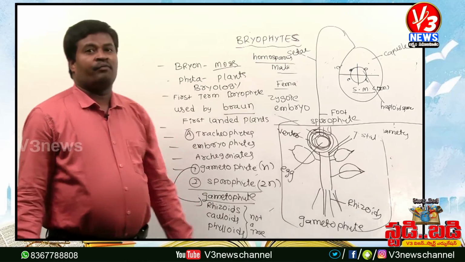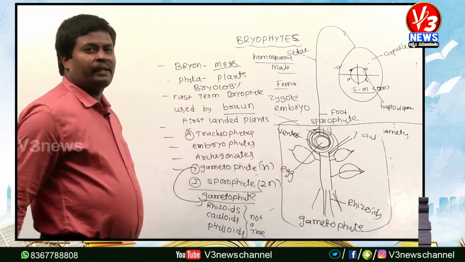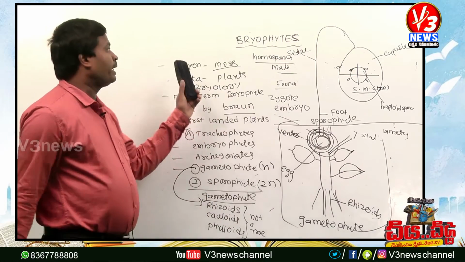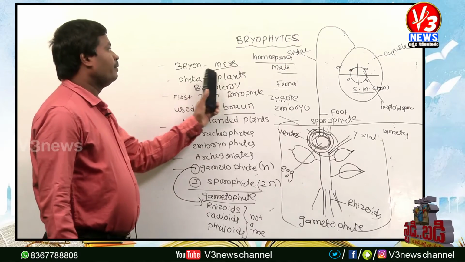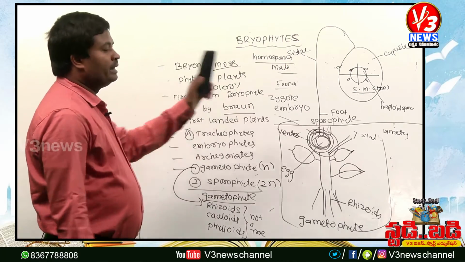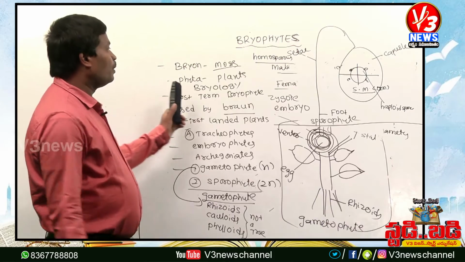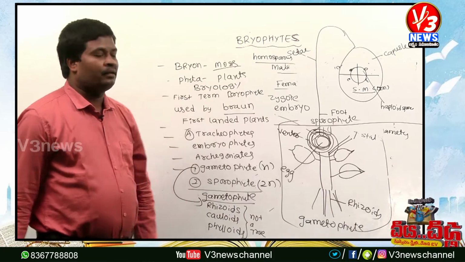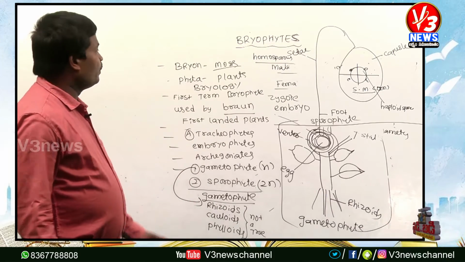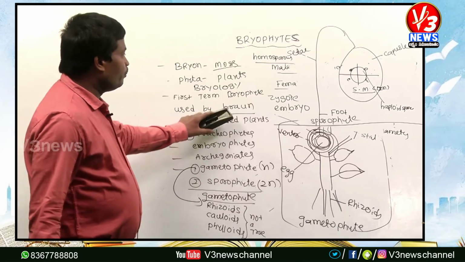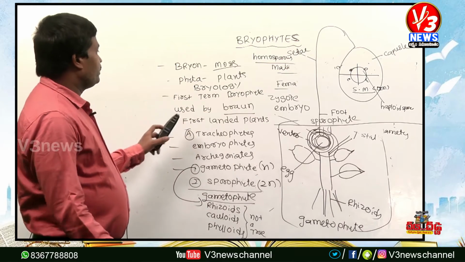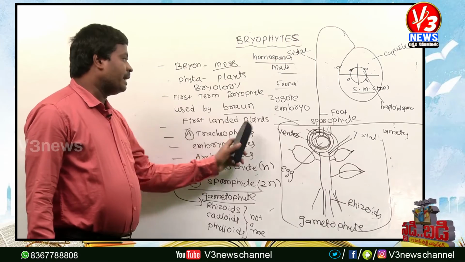Once again, children. Bryophyta means moss plants. How can we say moss plants? Bryon means moss, phyta means plants. Bryophytes are the moss plants. The study of bryophytes is called bryology. The term bryophyta was first used by Braun. Bryophytes are the first land plants.